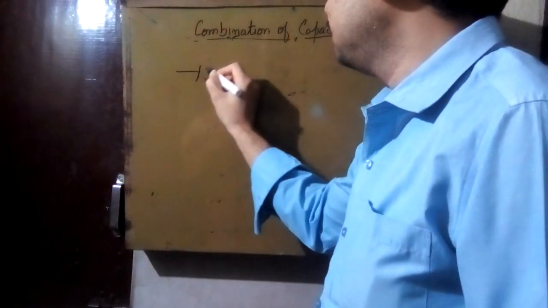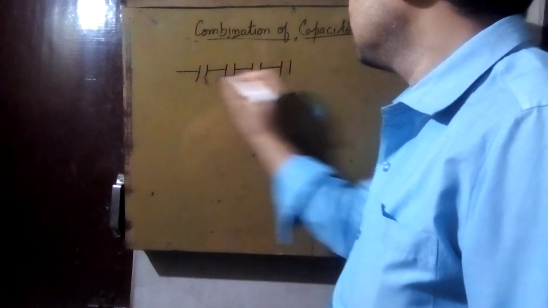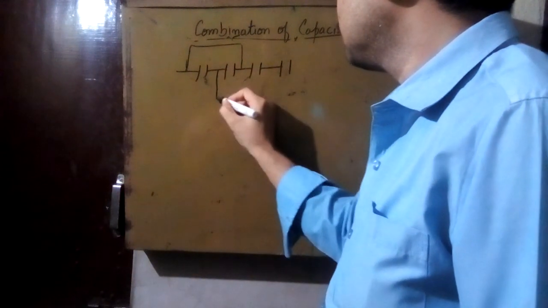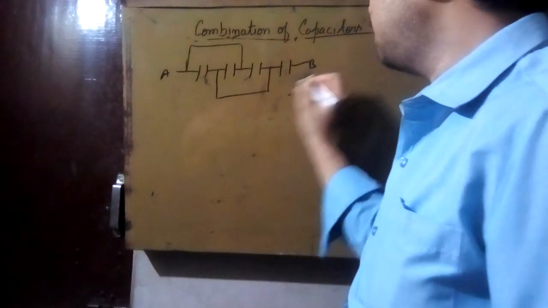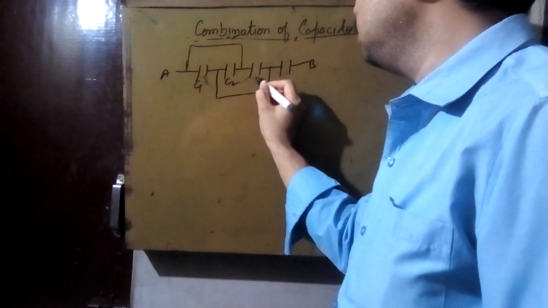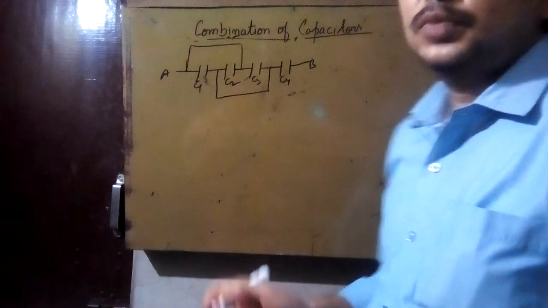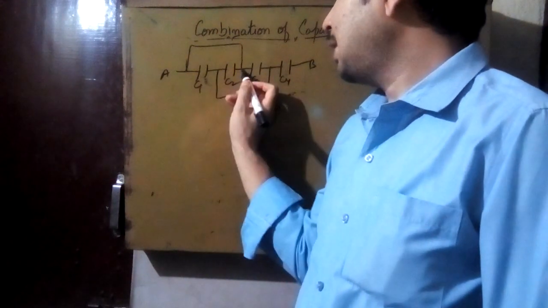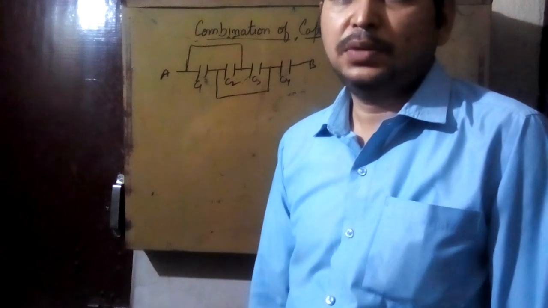Suppose one circuit is given, four capacitors are arranged like this. This is point A and this is point B. This is C1, C2, C3, C4. Now this is the wire which has negligible resistance, meaning these two points are connected by a wire which has negligible resistance. We will consider that wire to have negligible resistance.